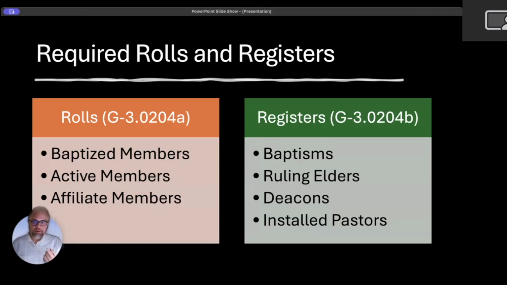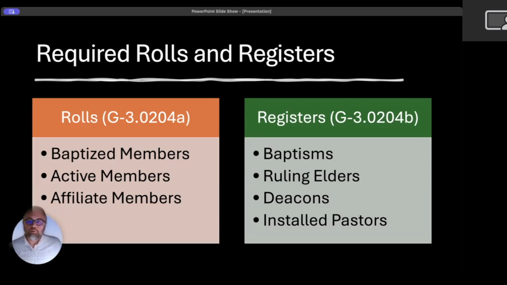Baptized members are those who have been baptized but not yet confirmed or received into church membership. So more often than not, that is the list of people who are children of church members. The list of active members is the main list that we all deal with all the time. That is the number you report every year on your session annual statistical report, and it is the basis of per capita for the Presbyterian General Assembly.